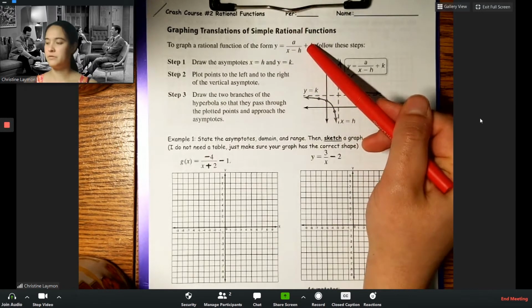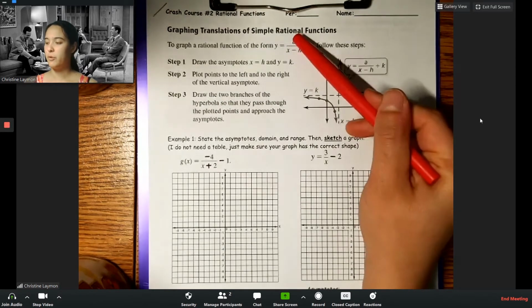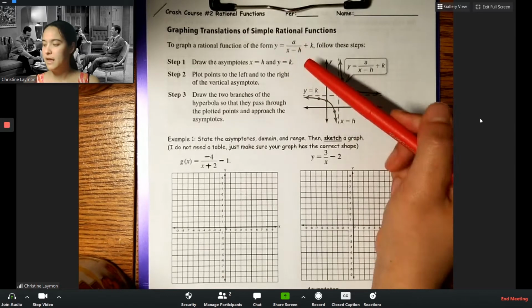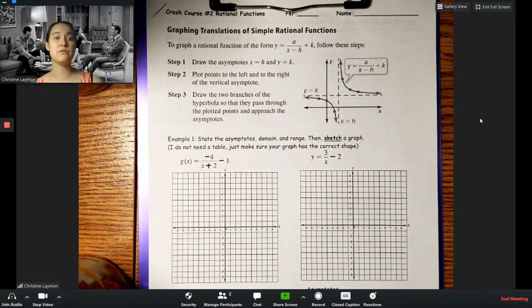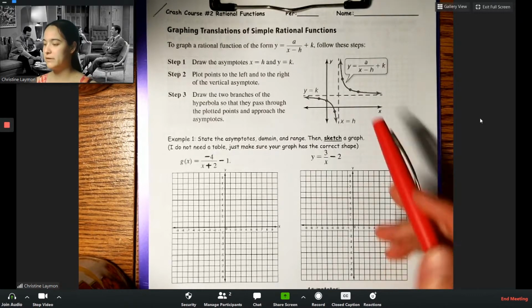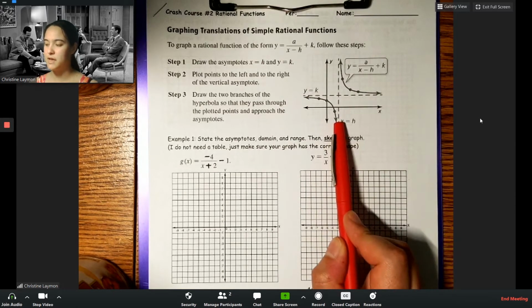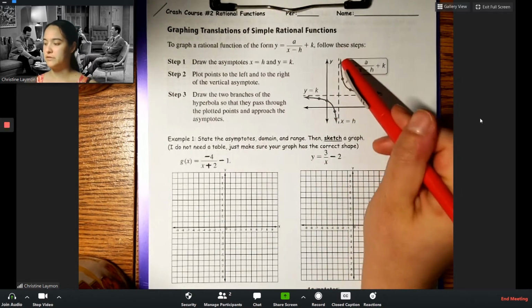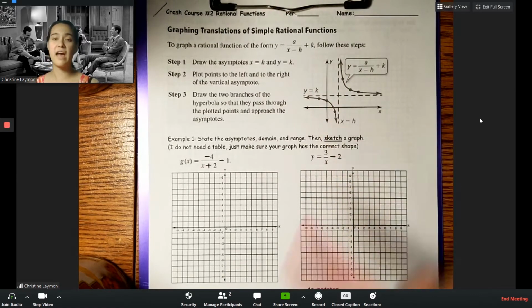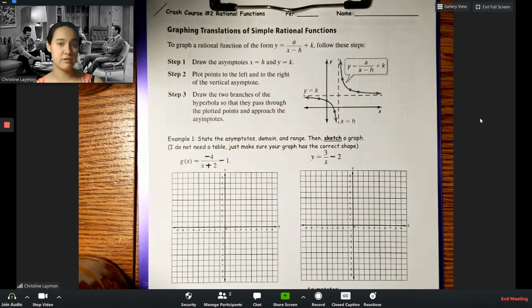In this setup, we have a over x minus h plus k, where a is a number, x is your x, and h and k will be your asymptotes. An asymptote is a line that you can't cross. If you look at this diagram, y equals k is the horizontal line, x equals h is the vertical line, and this rational function has something in this quadrant and that quadrant. If you make a negative, then you flip because you have a reflection.